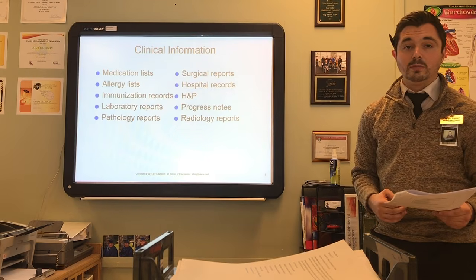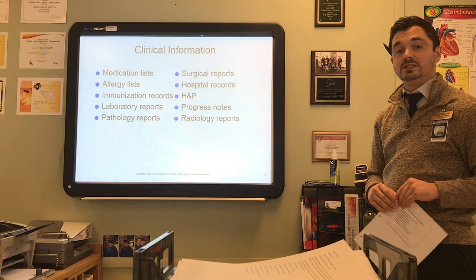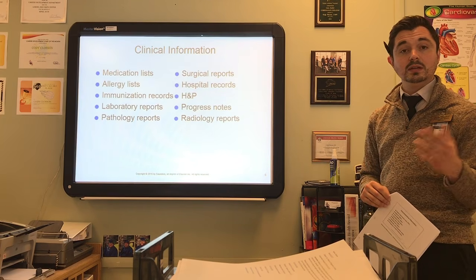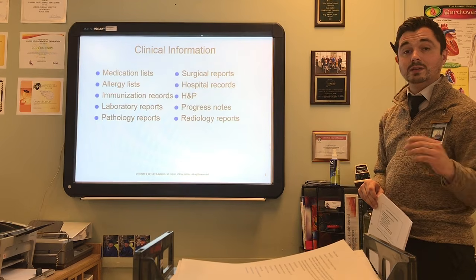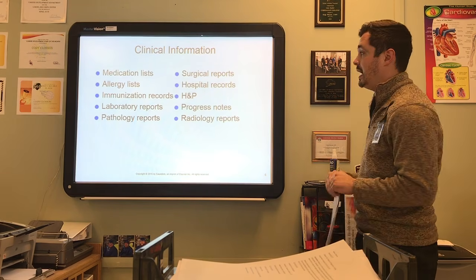So some of the clinical information that can be seen in there: you can have medication lists. So what types of medications do you take? Do you take something for your diabetes, or are you anemic? Okay, and they put that in there. Are you allergic to anything? If they document that.